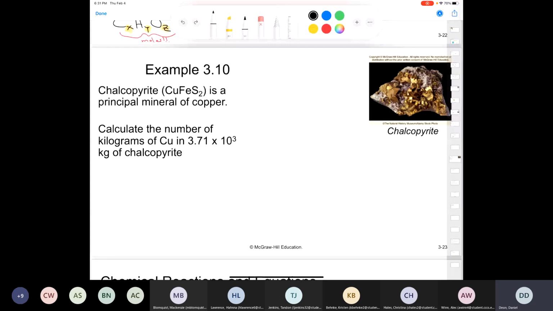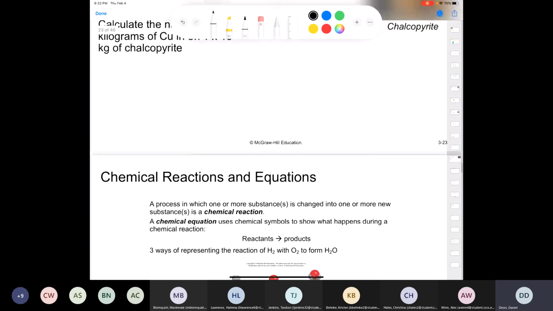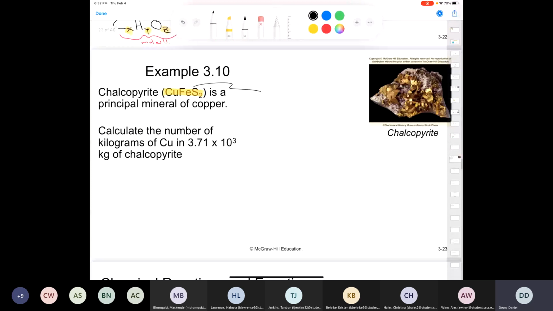In the interest of time, since we're in a pandemic and some of our lectures are cut short, I'm not going to show you the whole gory details of working out the formula mass of chalcopyrite. It's not the molar mass, it's the formula mass because it's a formula unit, because it's ionic. I've just gone ahead and calculated it. It's 183.54 grams per mole. So there's my formula mass.